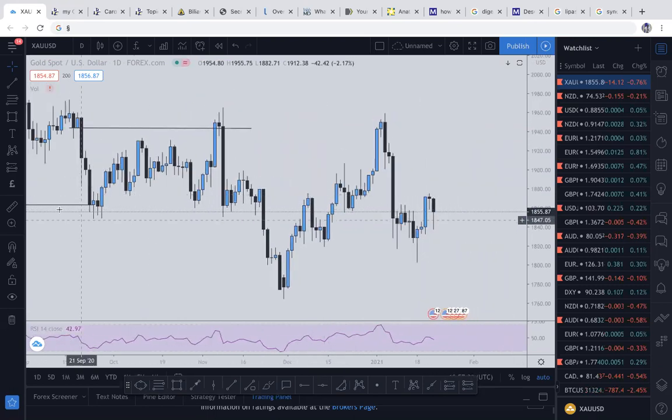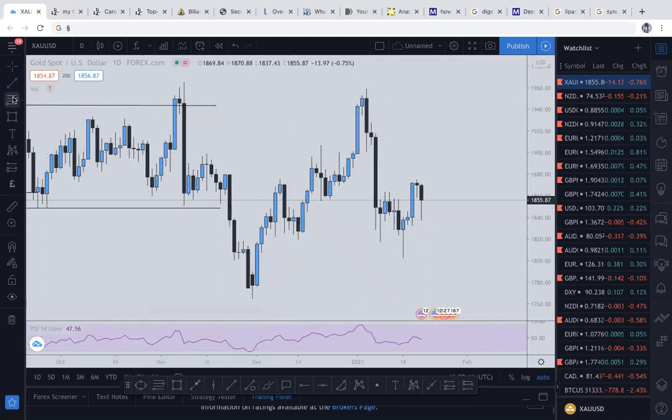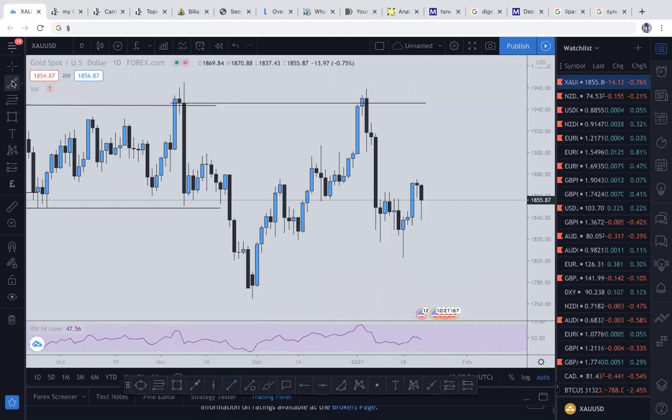Once again, we broke the structure over here. Structure break. And what happened? We came all the way up, and look at that. We came to fill the imbalance. Everybody that knows how to trade supply and demand, you know that this area is a rally-base-drop. Entry right there, stop loss right here.